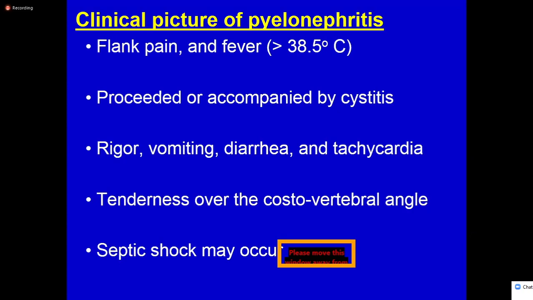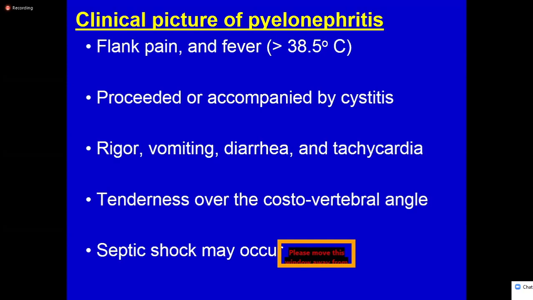The patient will suffer from rigor. Rigor معناتها رجفة, يرجف المريض من الحرارة. Vomiting, diarrhea, tachycardia, and tenderness over the costovertebral angle, مكان التقاء العمود الفقري مع الأضلاع. We call it the costovertebral angle. Septic shock may occur.